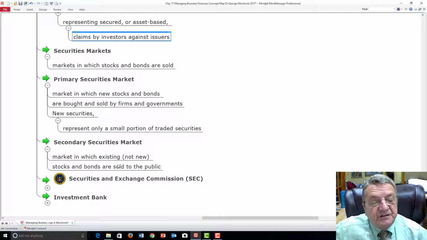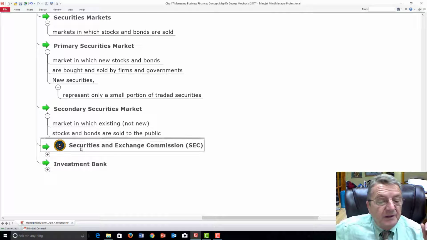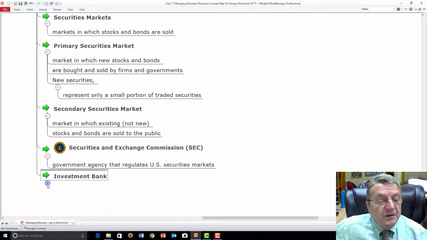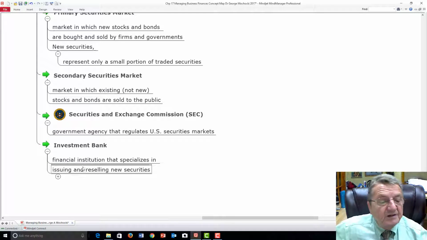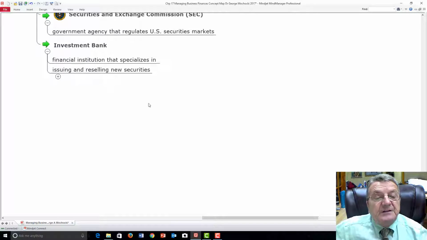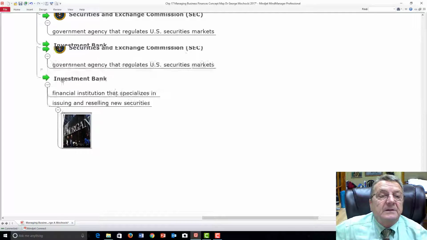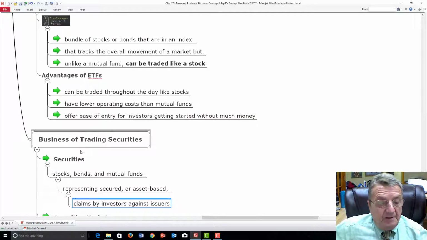A market in which existing, not new, stocks and bonds are sold to the public. We talked about this. Securities exchanges, their emblems are on here. The SEC is the government agency that regulates U.S. security markets. Investment banking, someone that underwrites it: a financial institution that specializes in issuing and reselling new securities. J.P. Morgan is basically one of them that is out there.